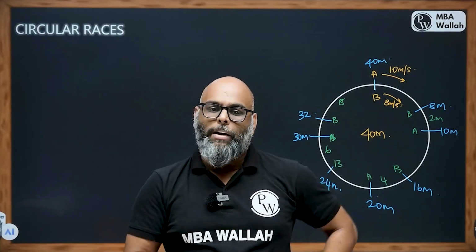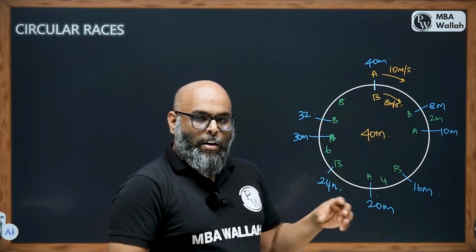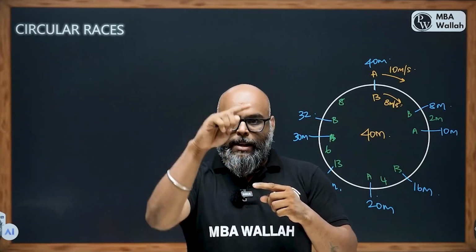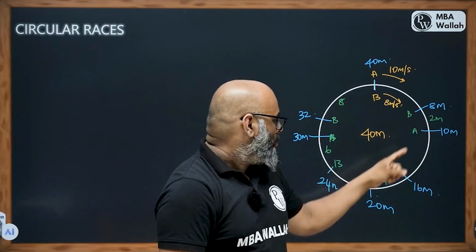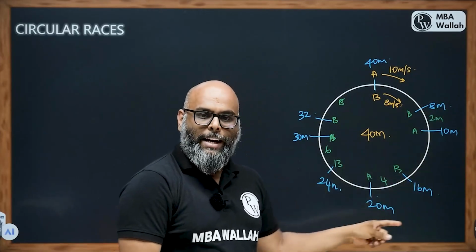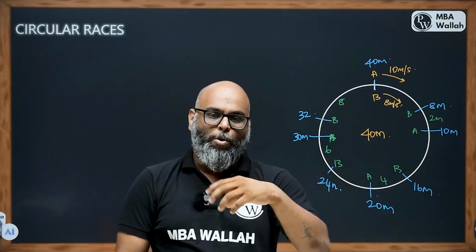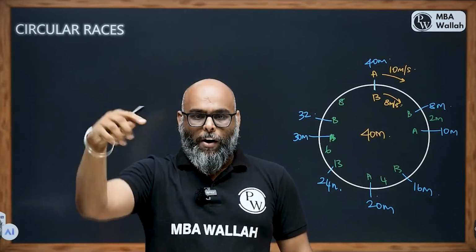Exactly 1 lap more than B. Why? This keeps increasing by 2. The moment I bring it back to 40, the gap between A and B is 40. Now 2, 4, 6, 8, 10, 12, 14, 16, 18, the gap between them increases by 2 meters. It keeps increasing. At some point, the gap between them will be 40.